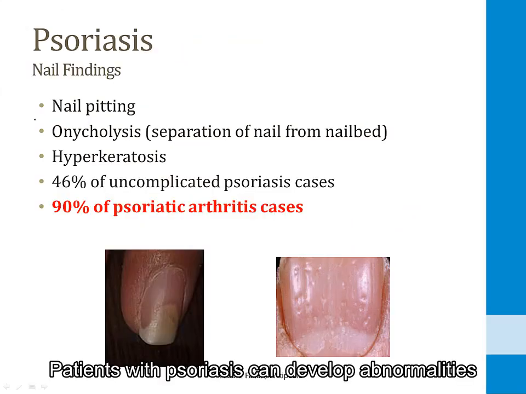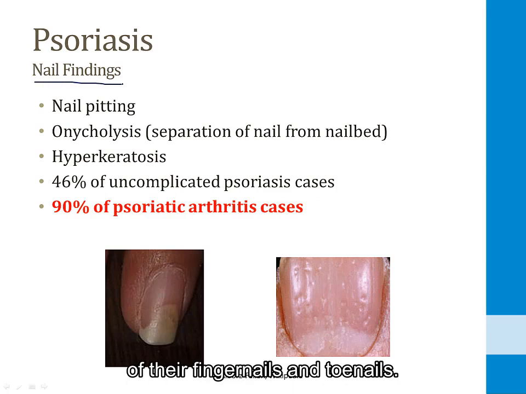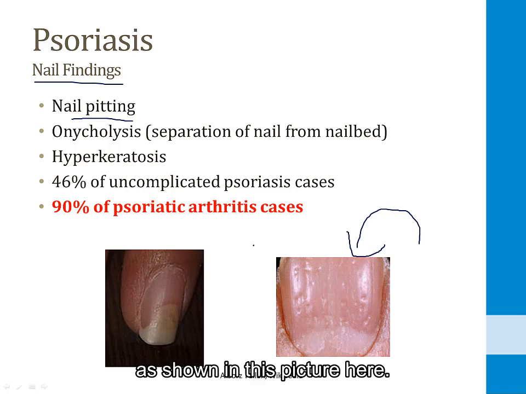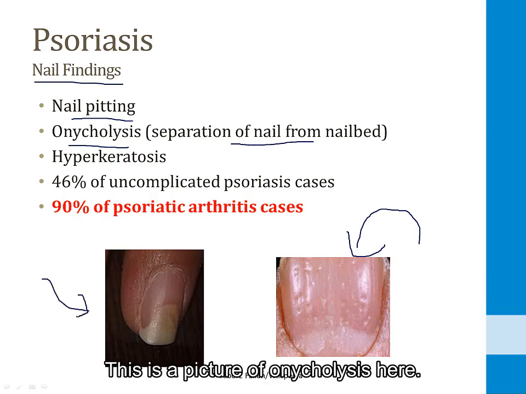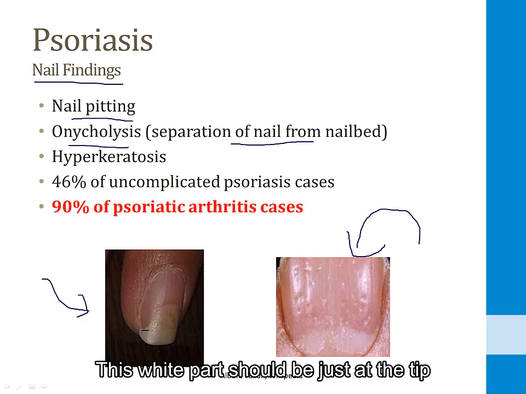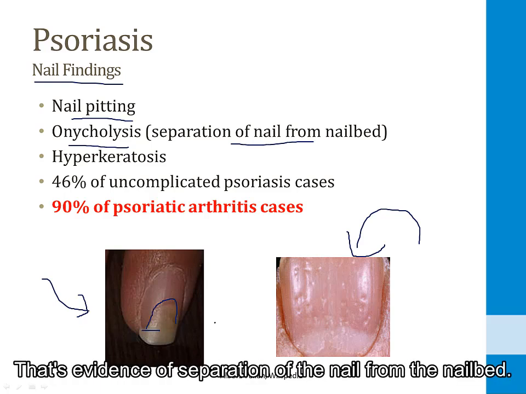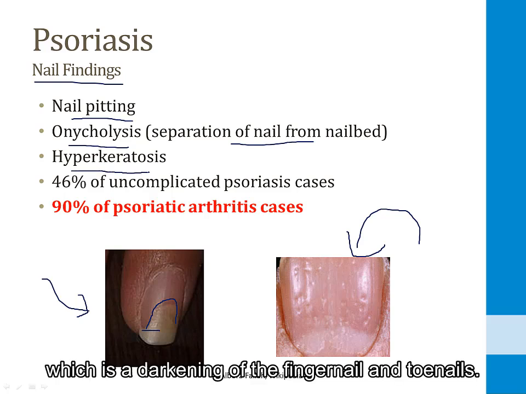Patients with psoriasis can develop abnormalities of their fingernails and toenails. For example, they can develop pits in their nails, as is shown in this picture here. They can also develop onycholysis. This is when the nail separates from the underlying nail bed. This is a picture of onycholysis here. This white part should be just at the tip, but here you can see it's extending back into the nail bed. That's evidence of separation of the nail from the nail bed. You can also see hyperkeratosis, which is a darkening of the fingernail and toenails.